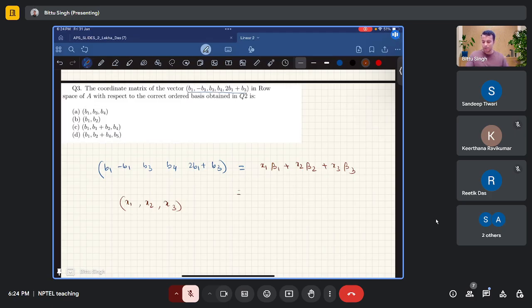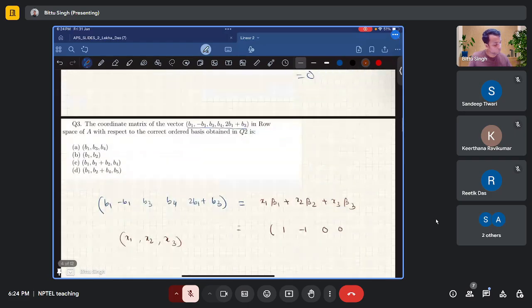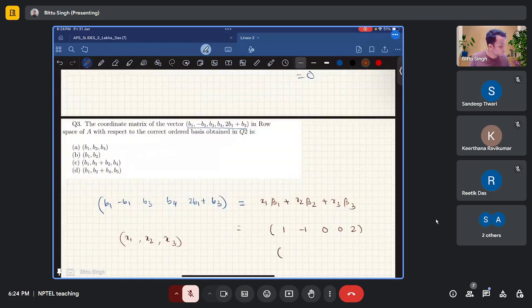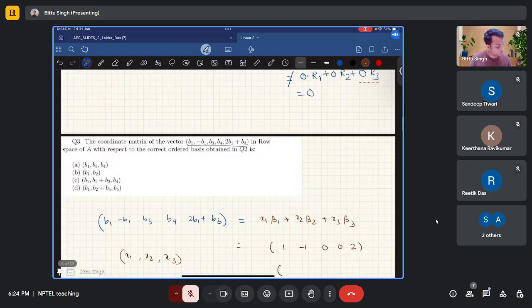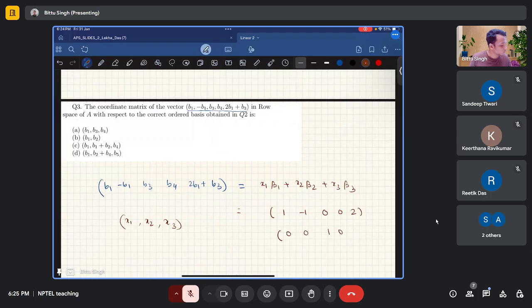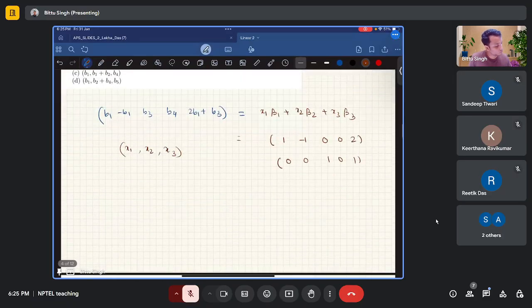So again, see what the initial betas were. Beta 1 was 1 minus 1 0 0 2. Beta 2 was 0 0 1 0 1, and beta 3 was 0 0 0 1 0, right? So can you write this as a linear combination of those three things?